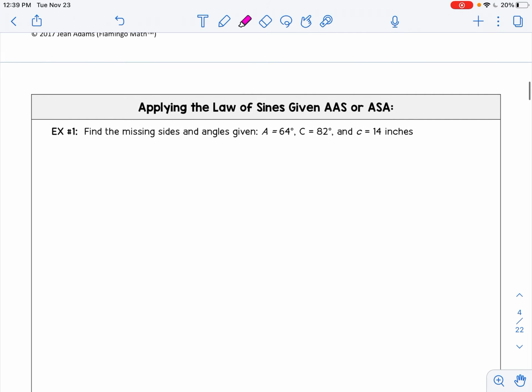So let's see if we can solve example 1. Example 1 says if we have this here, I'm going to draw an ABC triangle. A, B, C. So I'm going to call it big A, big B, big C. And A here is 64. C up here is 82. And again, the order of this doesn't matter. You just draw A, B, C. But what does matter is that 14 is right there, opposite C. Okay? And then it's going to ask me to find the missing sides.